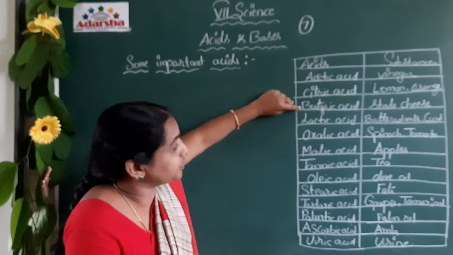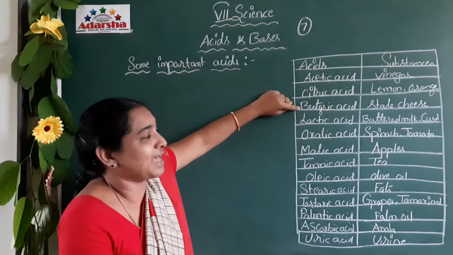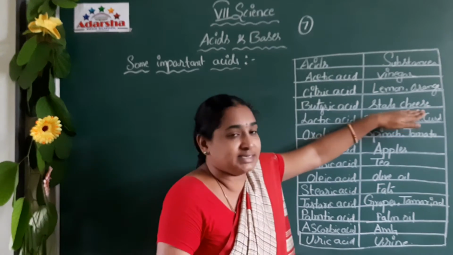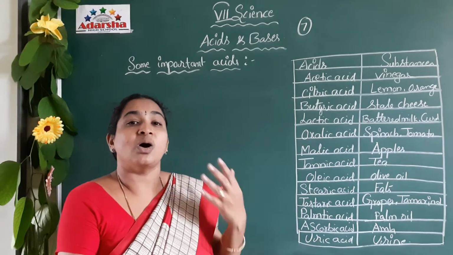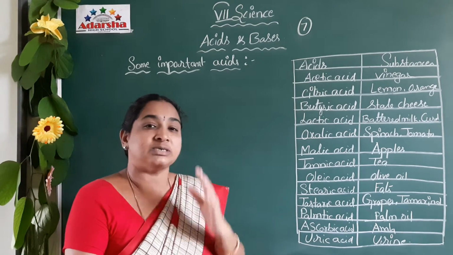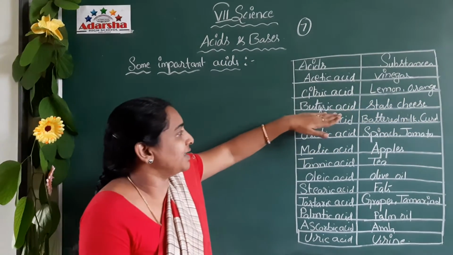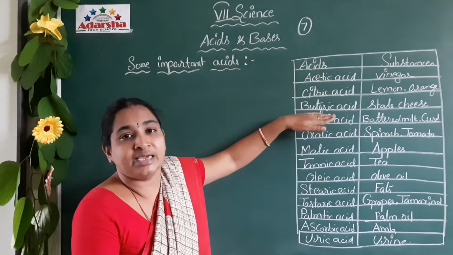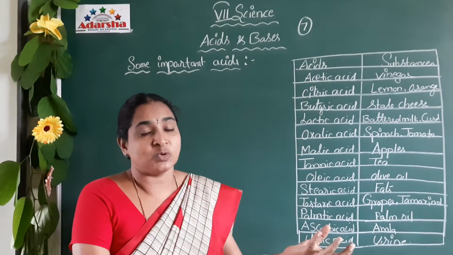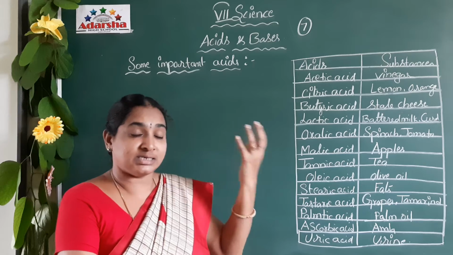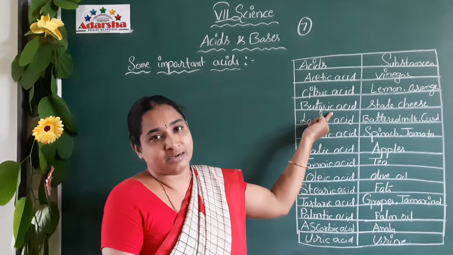And the third one is butyric acid. What is this? The pronunciation of this is butyric acid. Stale cheese. Stale means rotten, not fresh. Stale is the opposite of fresh. In the stale cheese we will identify the butyric acid. When the cheese was fresh, there is no sign of butyric acid. When the cheese was stale, then there lies butyric acid.